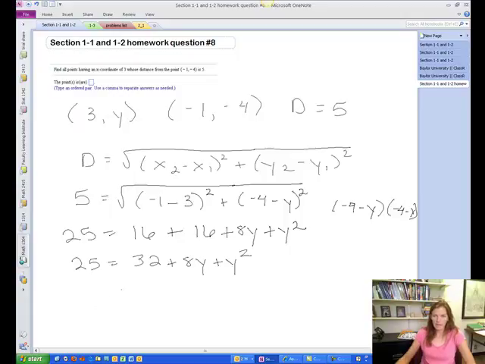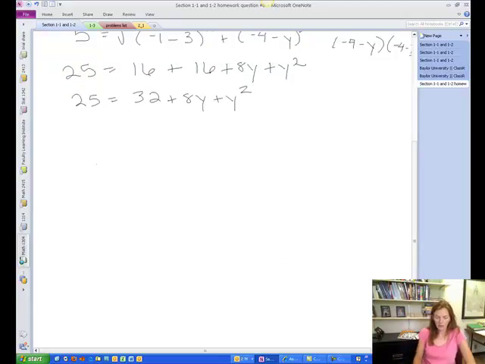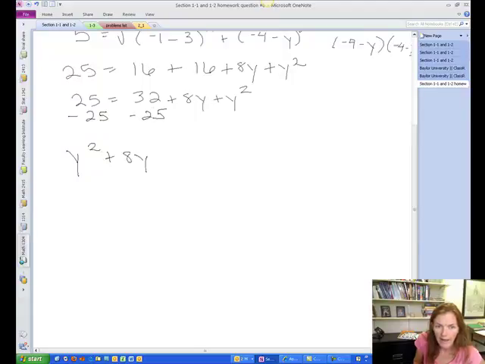Okay, and so this is a quadratic, which we will solve by making it equal to 0 and then seeing if it will solve with factoring or the quadratic formula or such. Okay, so I'm going to subtract 25 from both sides first, and this will be 7 here. 32 minus 25 is 7. So I'm going to write this in standard form. I'll have y squared plus 8y, and then 32 minus 25 is 7, so plus 7 equals 0.